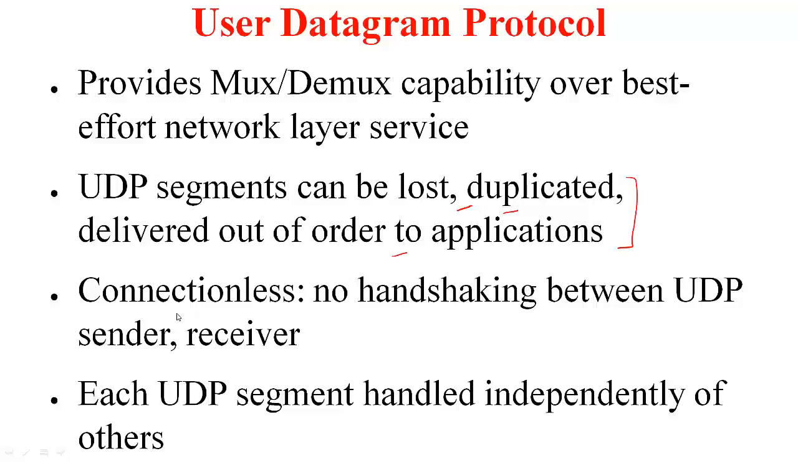As mentioned earlier, this is connectionless multiplexing and demultiplexing. In other words, the UDP sender and the receiver do not exchange any information to establish any connection. Each UDP segment is handled independently of the others. So at the transport layer, you don't care whether this particular UDP segment belongs to a flow or not, because you're not even maintaining any state. You just treat the segment by itself and deliver it to the right process.